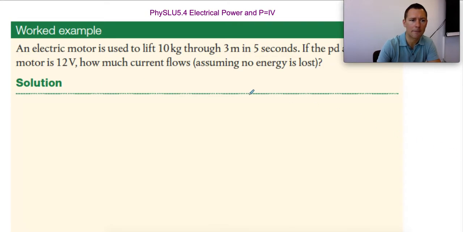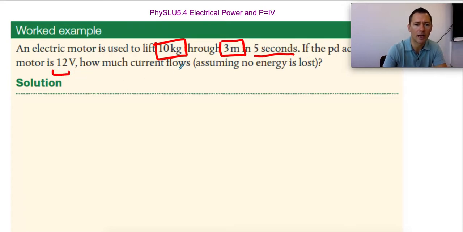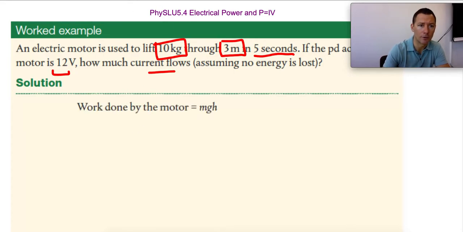You can play the same game with an electric motor, and they say I want to lift 10 kilos through 3 meters in 5 seconds. And they tell you a voltage, right? How much current flows? Well, you'd first have to see how much energy has to be output, the work done essentially. So you'd say mgh to lift this. How much potential energy are you changing? So 10 kilograms times 10 gravity times the height of 3 meters, right? So 300 joules need to go into this thing.